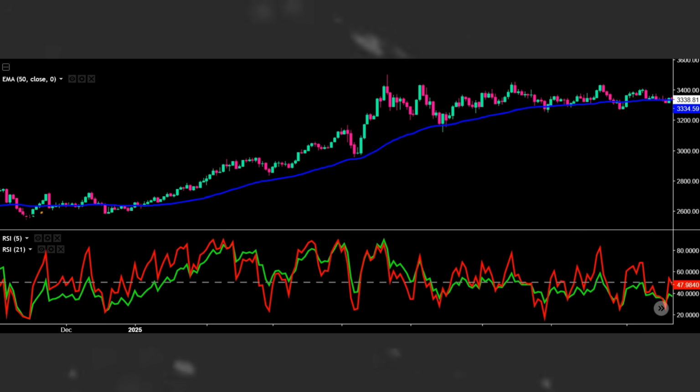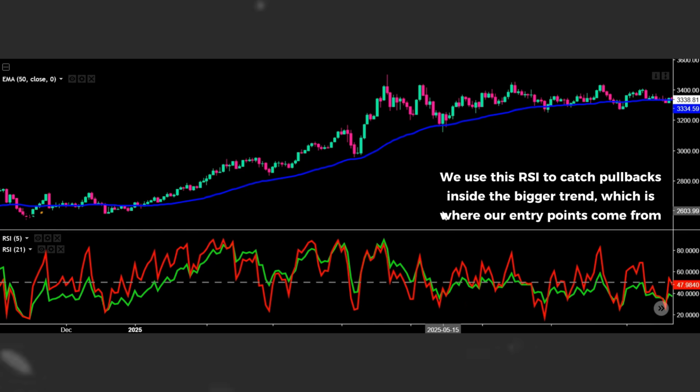Finally, we have the Red RSI with a 5 period. This one is very sensitive, so we can see more short-term price action. We use this RSI to catch pullbacks inside the bigger trend, which is where our entry points come from.